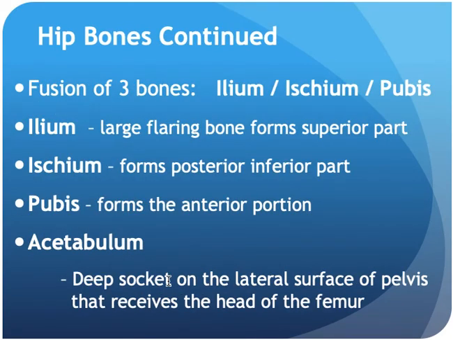So now we get to the bones here. We have the fusion of three bones: the ilium, the ischium, and the pubis. The ilium is the large flaring bone that forms the superior part. The ischium forms the posterior or inferior part, and the pubis forms the anterior portion. We also have an acetabulum, which is the socket the femur sits into. It's a deep socket on the lateral surface of the pelvis, and it receives the head of the femur.